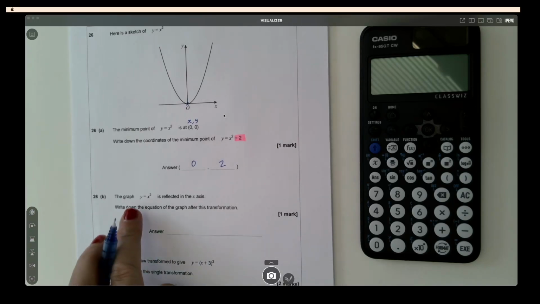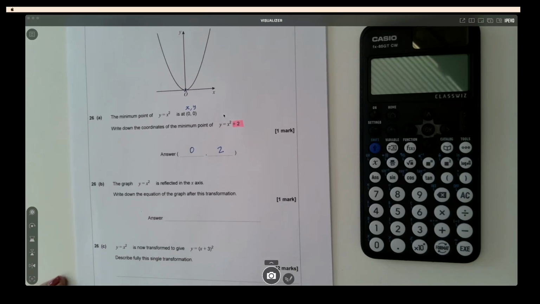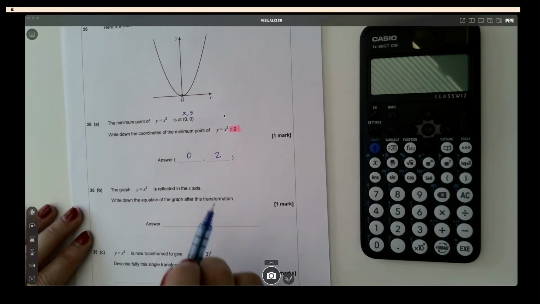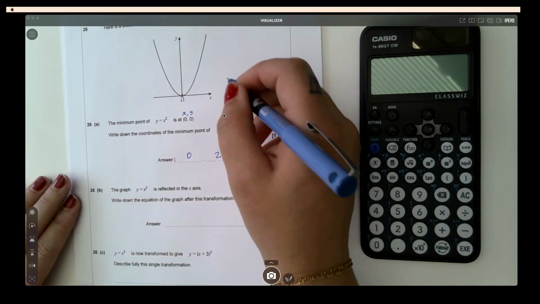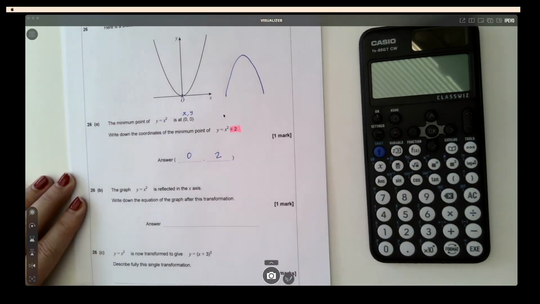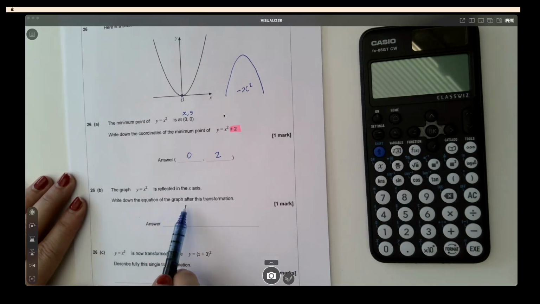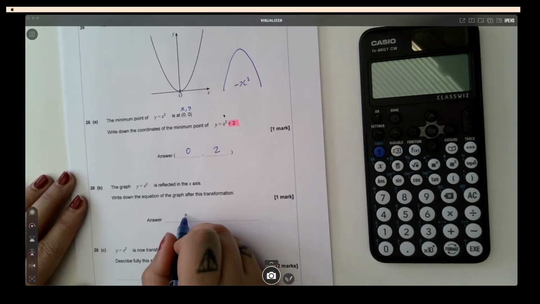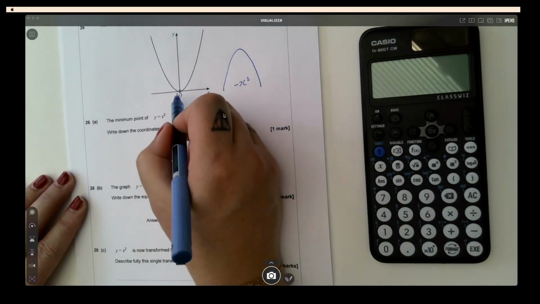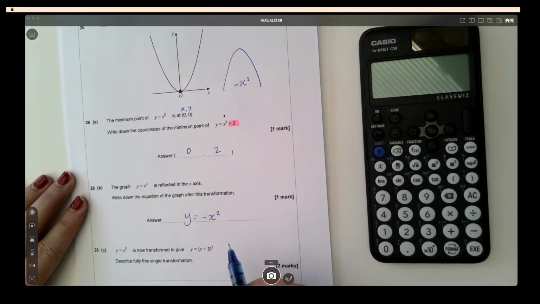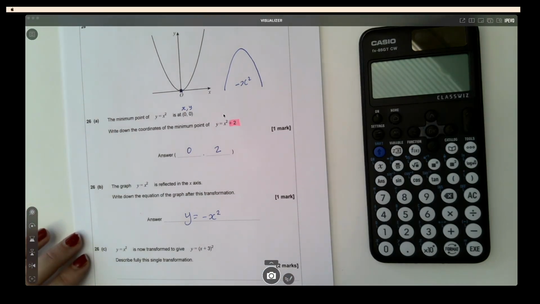26b. The graph y equals x squared is reflected in the x-axis. Write down the equation of the graph after this transformation. If this is the x-axis and we reflect this curve over it, we're going to end up with the curve looking like this, which is actually negative x squared. So the equation after this transformation would be y equals negative x squared. There are no other numbers here because that point is invariant. That point will stay at 0, 0 whether we reflect over the x-axis or not.